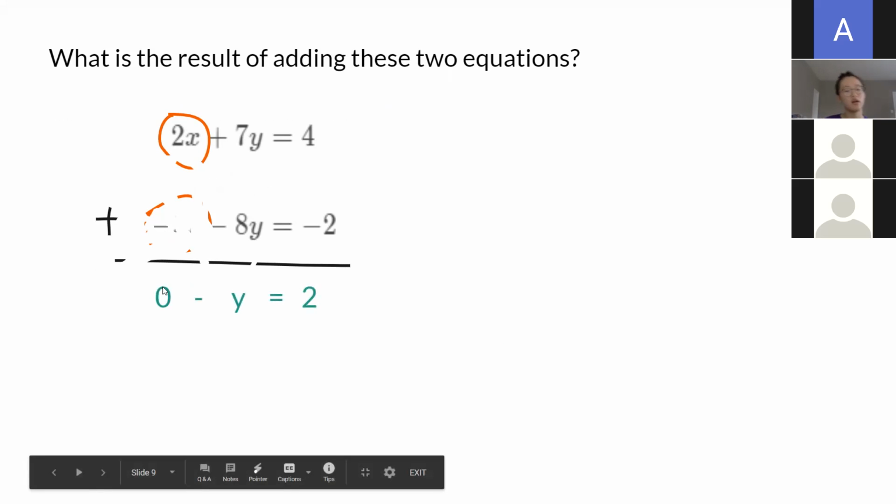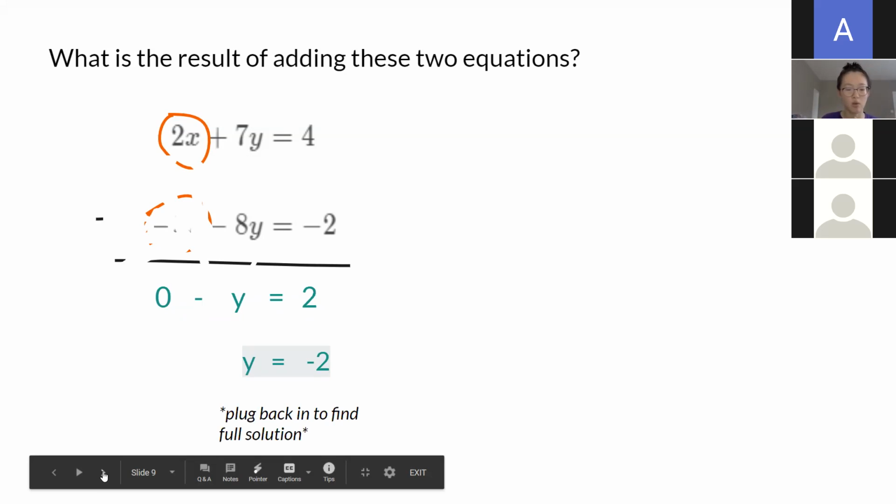So when the 2x and the negative 2x cancel out, it comes out to 0 minus y equals 2. And then you get y equals negative 2. Remember, that's the y coordinate of your solution. And then you plug the y back into the original equation. It doesn't matter which one of the equations in the system you use, but you have to use an original equation, if that makes sense.